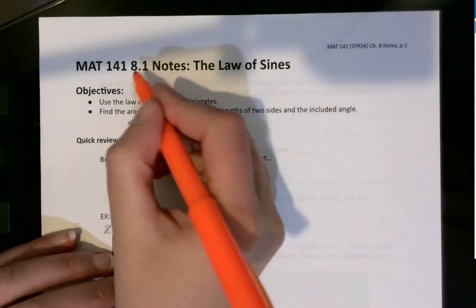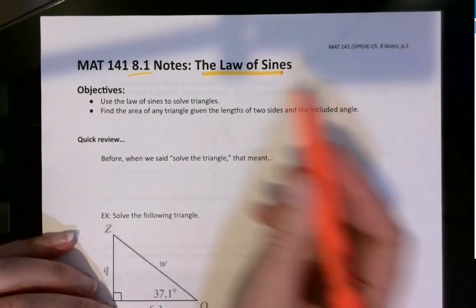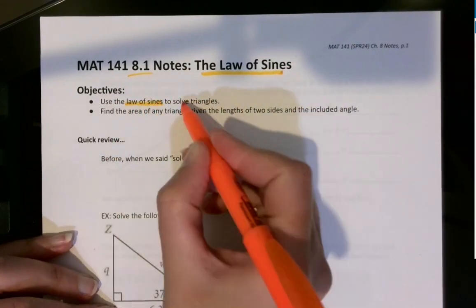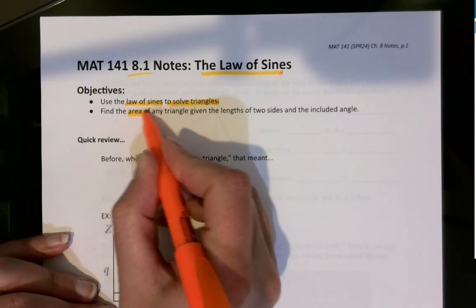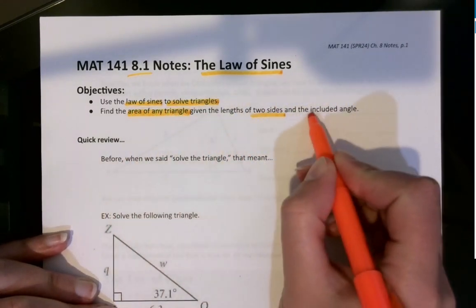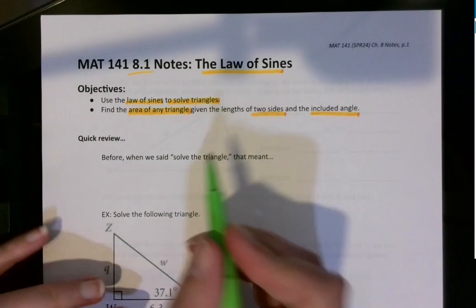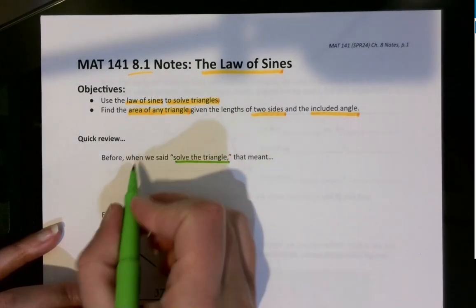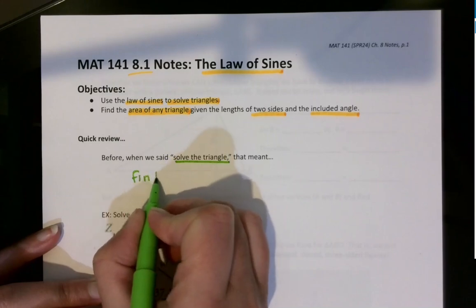In section 8.1, we're looking at the law of sines, and we're going to use the law of sines to solve triangles. And we're also going to find the area of any triangle given the lengths of two sides and the included angle. Quick review here. Before, when we said solve the triangle, that meant finding the measures of all sides and all angles.